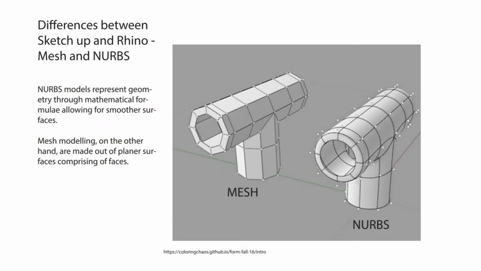So this is just an image to show the difference between mesh and NURBS. Mesh geometry is made out of planar surfaces connected to each other, whereas NURBS geometry is smoother and more accurate in terms of curved surfaces, and they are mathematically calculated.